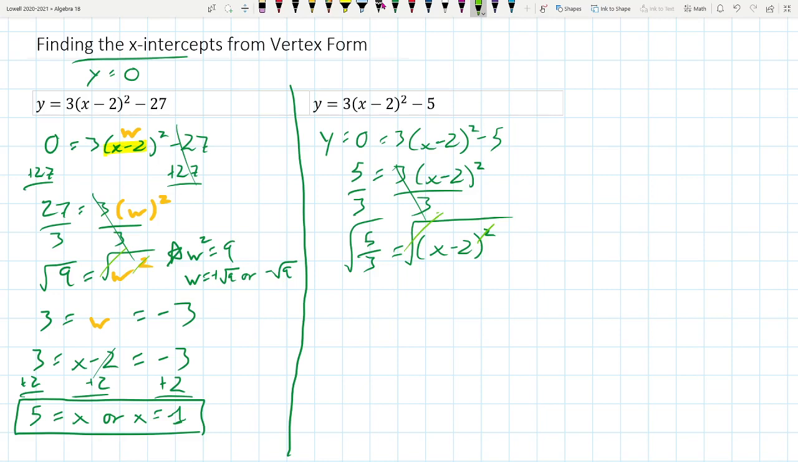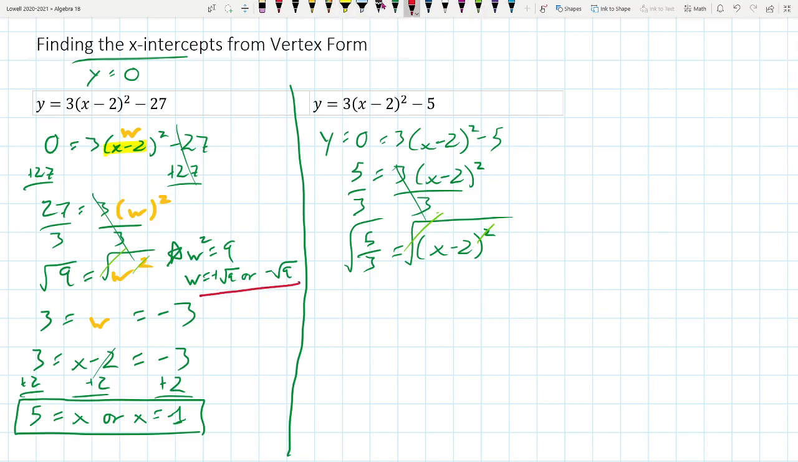But this thing on the right doesn't quite have this nice square root like the other one did before, because 9 is a perfect square. 5/3 quite clearly is not a perfect square. But that's totally fine, right? The square root of 5/3 is some number. I don't know what it is, but it is some number. So we're just going to leave it like that. It's totally fine. And so just like before, there should be two answers, right?